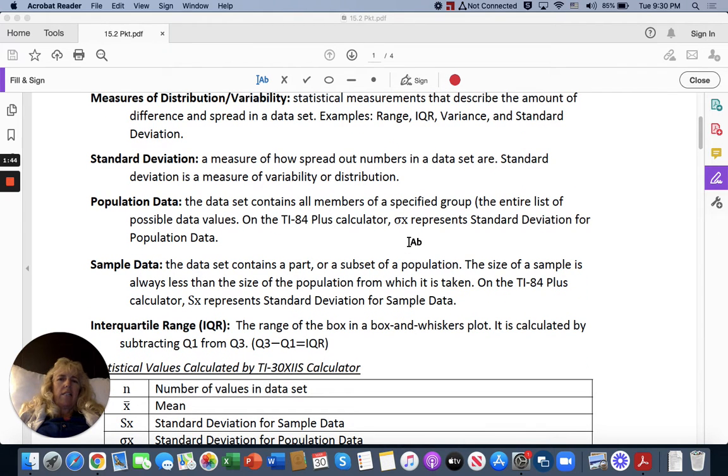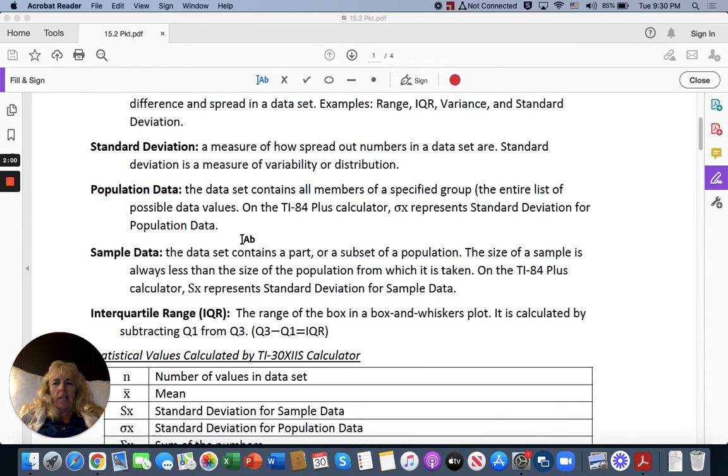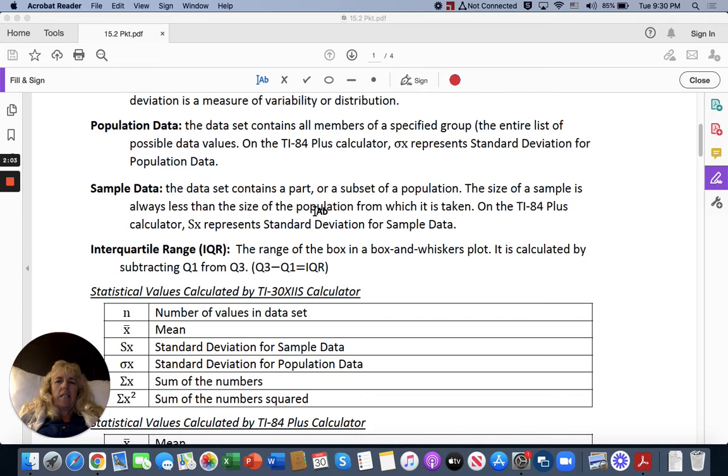Population data. The data set contains all members of a specific group. The entire list of possible data values. On the TI-84 Plus calculator, this little symbol here, sigma x, represents standard deviation for population data. Sample data is when the data set contains a part or a subset of a population. The size of a sample is always less than the size of the population from which it is taken. On the TI-84 Plus calculator, the big S with the x represents standard deviation for sample data.